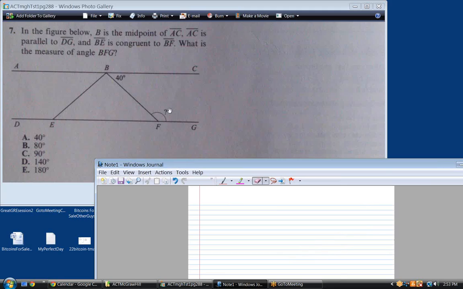Now, they gave us a lot of information here that was unnecessary and irrelevant. It did not matter that B is the midpoint of AC. That's immaterial. I could have drawn my picture like this. Okay? And that still would have been 40, that still would have been 40, and that still would have been 140.